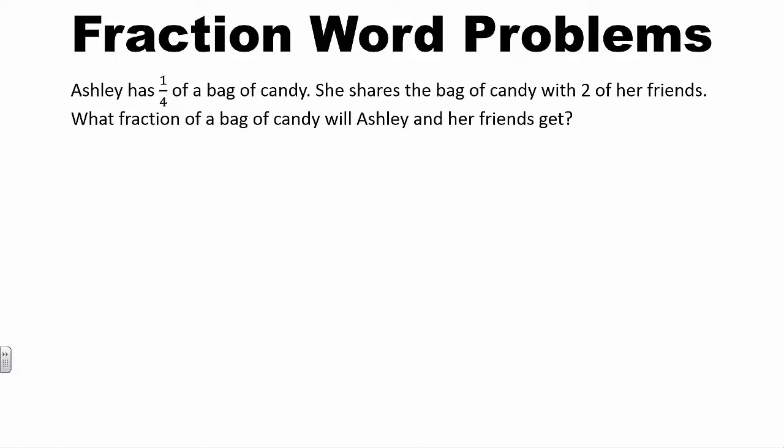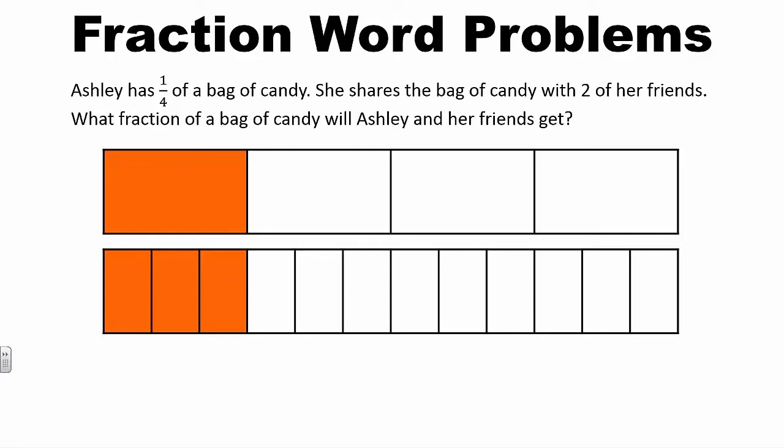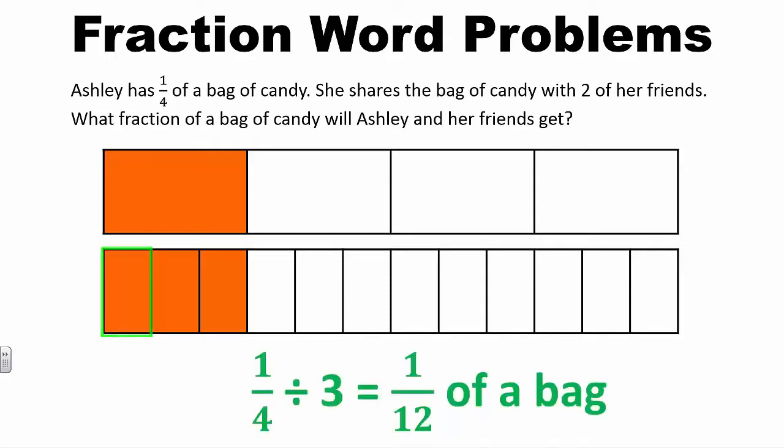We can represent this problem with a model to show 1/4 bag of candy. The bag of candy will be shared with 3 people, Ashley and her 2 friends. We can divide the 1/4 bag of candy among the 3 people. This model represents that. Each person will get 1/12 of a bag of candy. So 1/4 divided by 3 equals 1/12 of a bag.